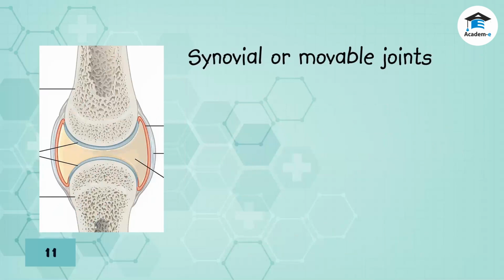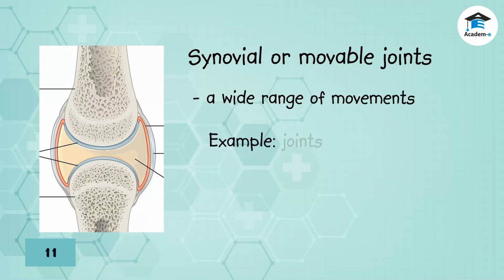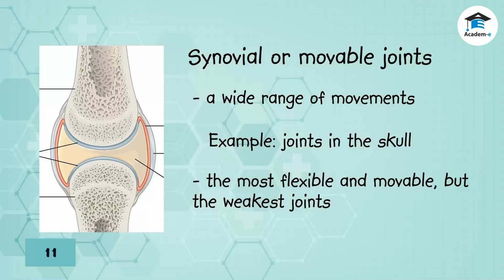Synovial or movable joints freely perform a wide range of movements. These joints include those in the knees, elbows, and shoulders. While they are the most flexible and movable, they are considered the weakest joints. That is why most musculoskeletal injuries happen in these joints.